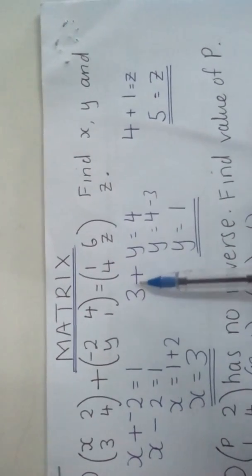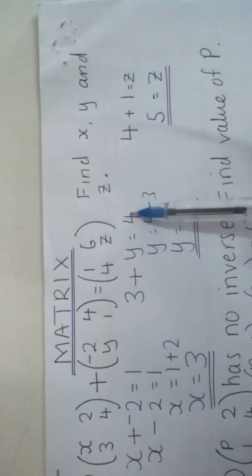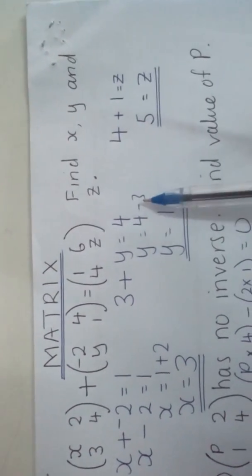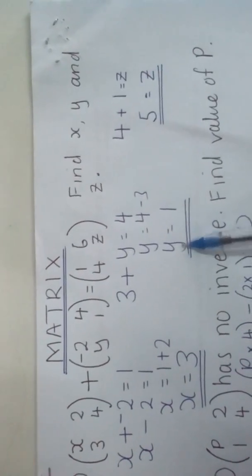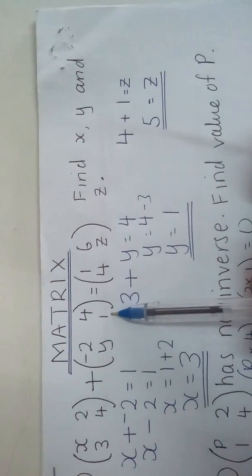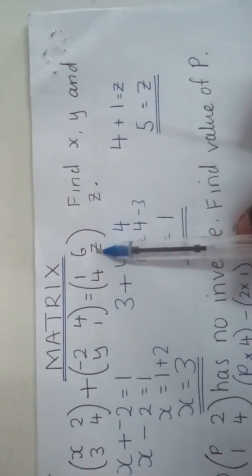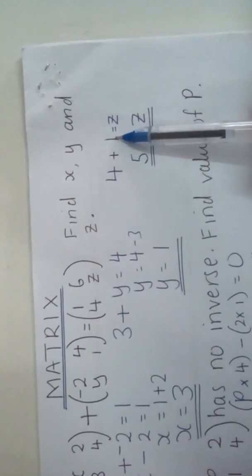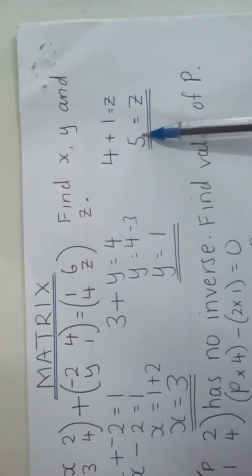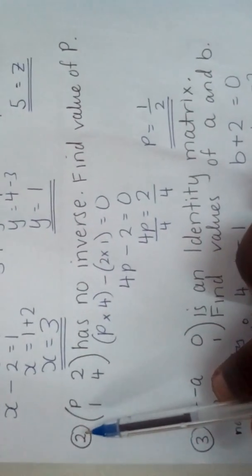So 3 plus y is equal to 4. We shall shift 3 to the other side, hence we shall have 4 minus 3, that is y is equal to 1. And finally, 4 plus 1 will give us z. 4 plus 1 gives us z, and 4 plus 1 is 5. Let's look at the second example.